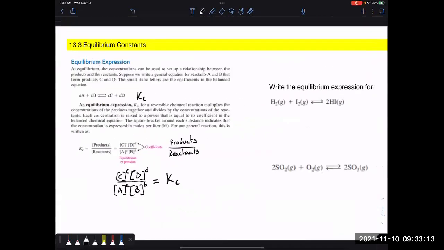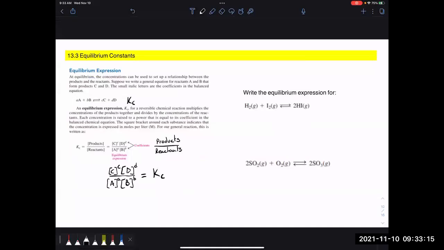So let's do a little more practice. Write the equilibrium expression for our hydroiodic acid reaction. So Kc equal to, and again, we're going to have products over reactants. Since we don't have numbers to put in here, we'll just do the concentration of HI raised to the second power because its coefficient is 2.